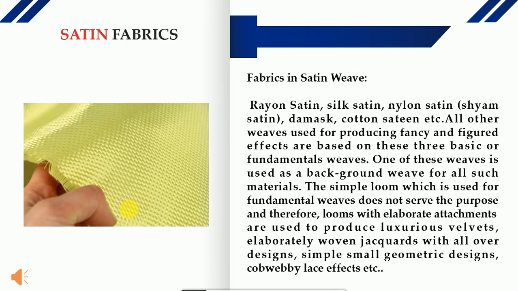Fabrics in satin weave: rayon satin, silk satin, nylon satin, Siam satin, damask, cotton sateen, etc. All other weaves used for producing fancy and figured effects are based on these three basic or fundamental weaves. One of these weaves is used as a background weave for all such materials.